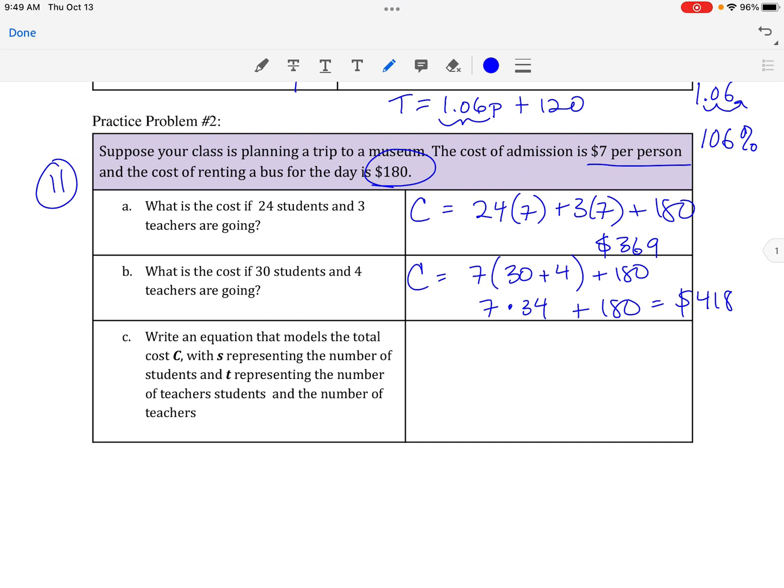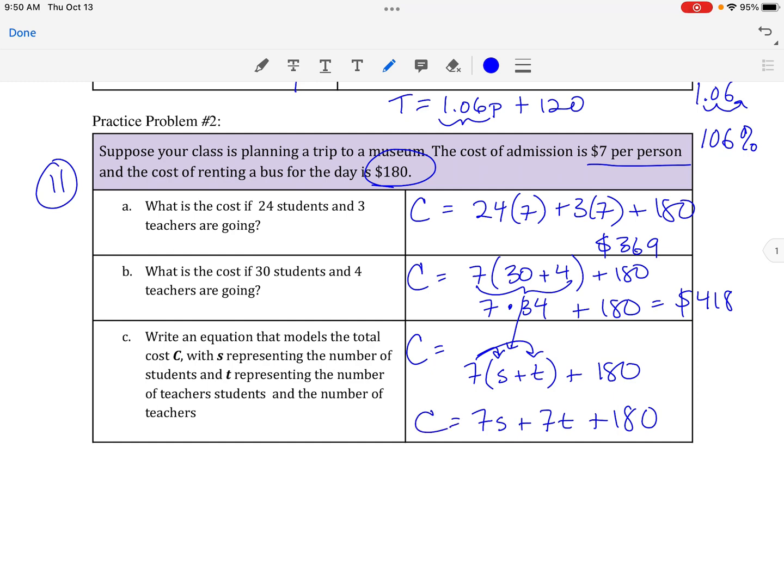And then the generic situation, where we have S for number of students and T for teachers. So we could just take our problem here, and we'd have C equals 7 times the number of students plus teachers, plus that $180 for the bus. Another way to write this would be to say 7s plus 7t plus 180, right? So distributing the 7. Either of those would be acceptable.